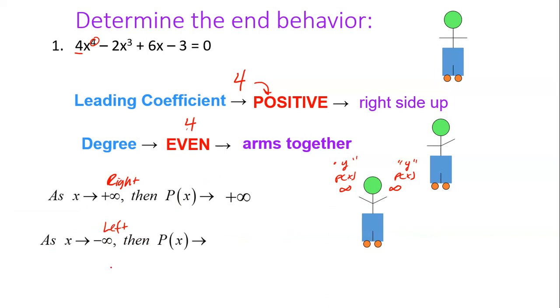What is my left hand doing? It's heading towards positive infinity. They're both heading up to a positive y, right? If I'm reaching up, that's positive y. If I'm reaching down, those are negative y's. Positive y's are up, negative y's are down. So this is the answer that you give.